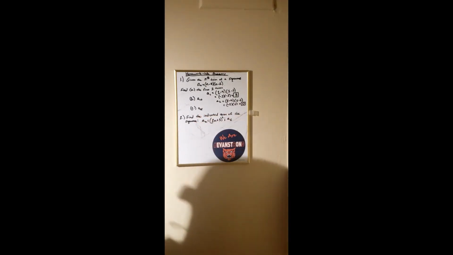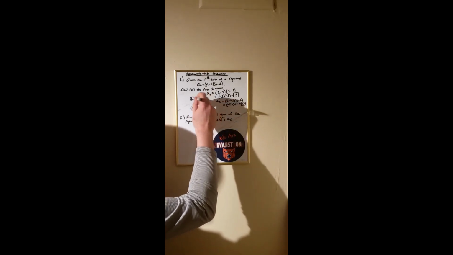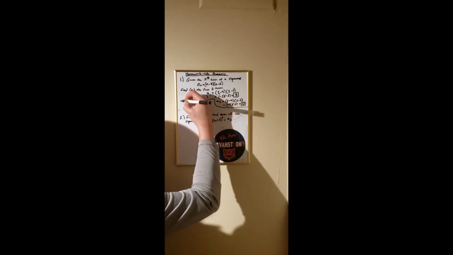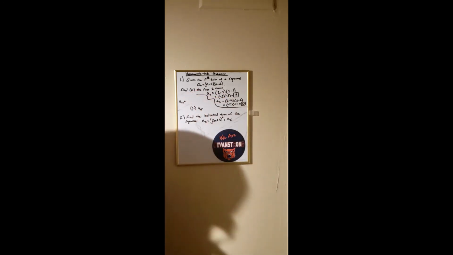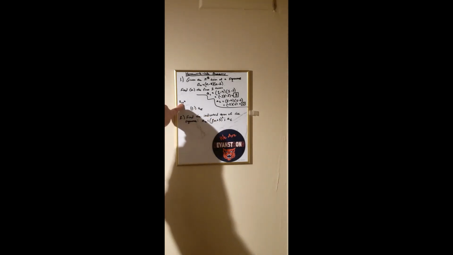Part B is asking to find a sub 10. C is asking to find a sub 15, which is, let me move this over. Okay, so a sub 10 really just means replace your n with 10.